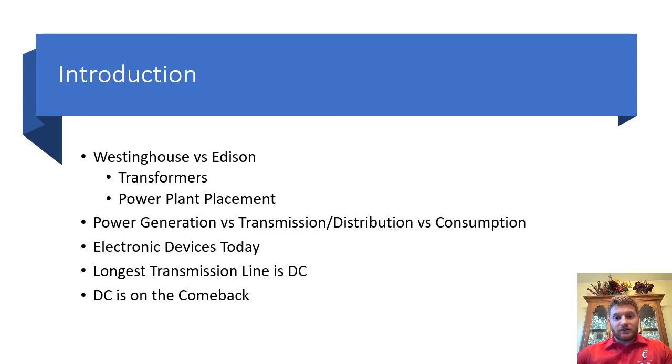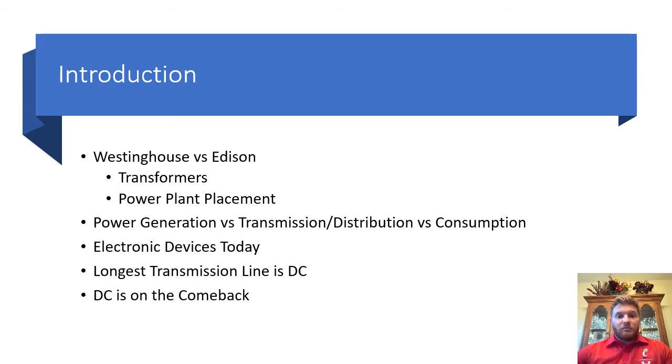The reason that changing the voltage is so important is because generation and power consumption happens at very low voltages. However, during transmission, higher voltages are very beneficial because less energy will be lost at those high voltages. So back then, the DC plan was to have power plants about every mile, which was not very practical.